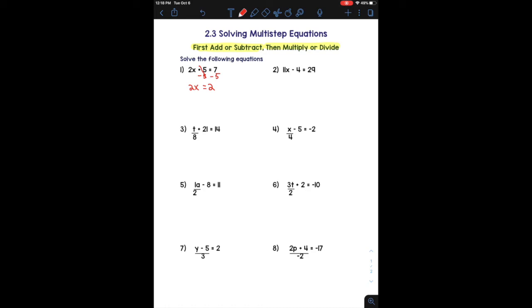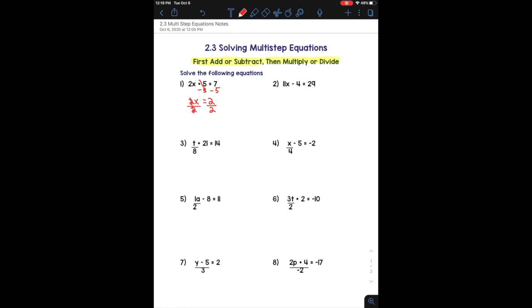Since our variable x is not all by itself yet, we still have one more step to do. We're going to do the opposite of what's happening to it. So 2 is being multiplied to x. We're going to do the opposite and divide by 2 on both sides of the equation. After dividing 2, 2 divided by 2 is 1, which would just leave us with x. And on the right side, 2 divided by 2 again is 1. Therefore, we get our answer, x equals 1.